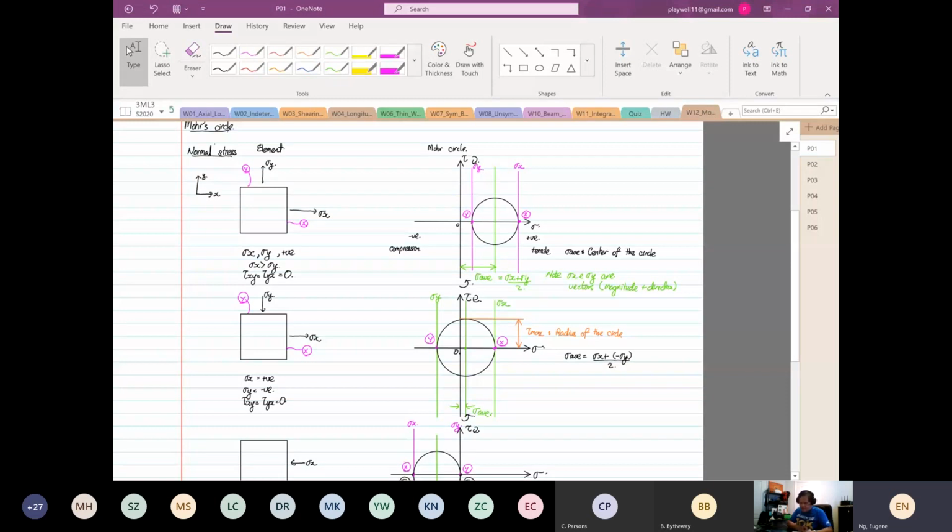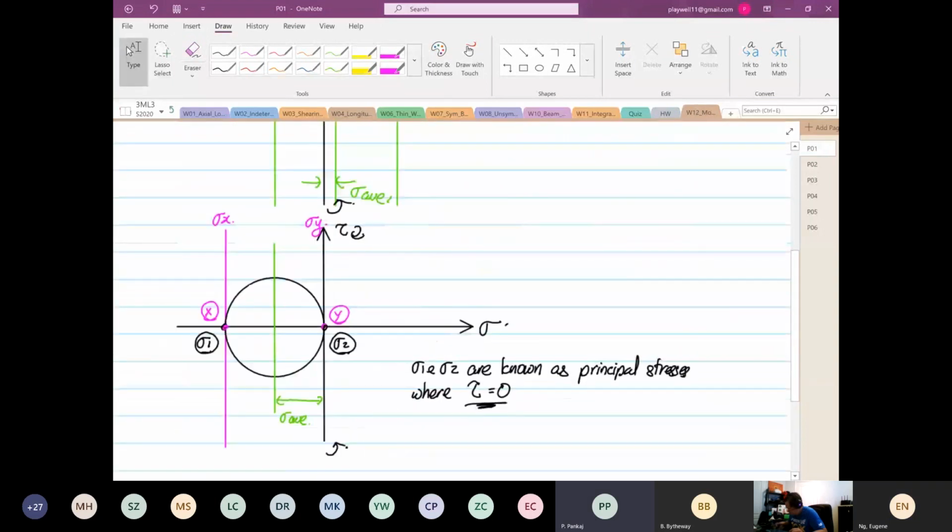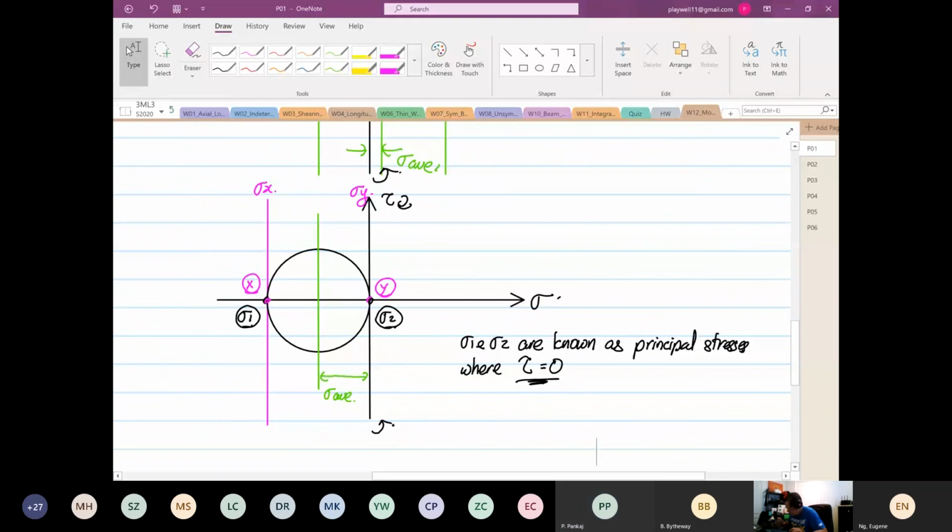So what you have said there, stress 1 and stress 2 are known as principal stress, and tau is equal to 0. What does that mean? Shear stress is equal to 0. If you look at stress 1 and stress 2, shear stress is equal to 0. So for principal stress, shear stress has to be equal to what? 0. Are you okay? Yes, sir. Got it.